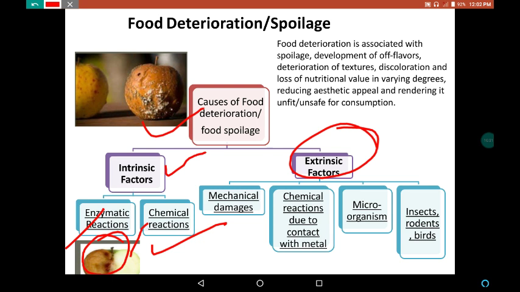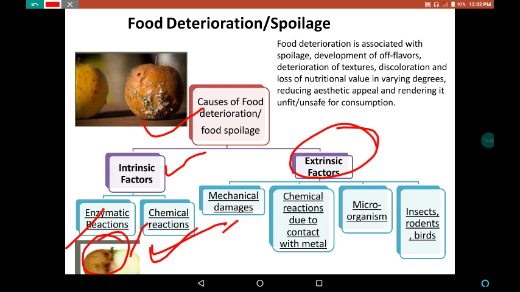Another is chemical reaction. Some chemical reactions take place within food which lead to spoilage. For example, if you cut meat and keep it for a long time, it is spoiled due to chemical reaction. These are some intrinsic factors.